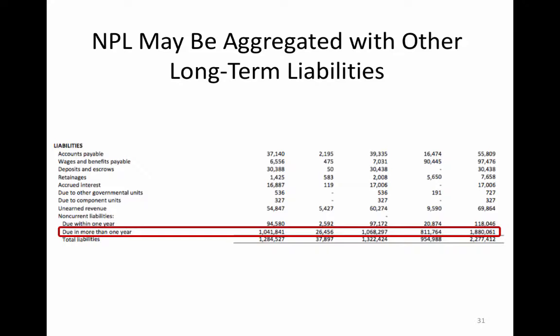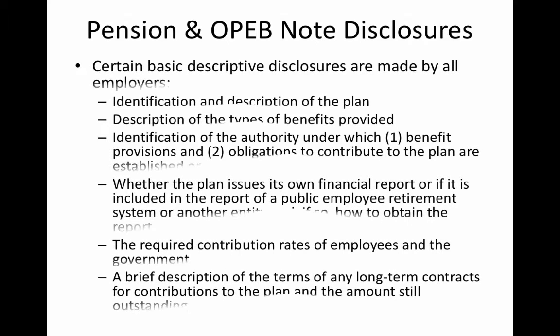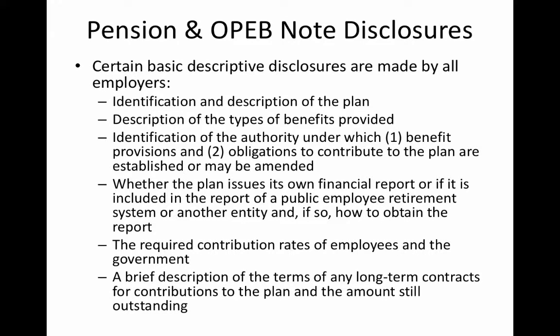So you're going to have to go look at the notes to the financial statements to find the amount of the net pension liability or the net OPEB liability. That's where you're going to find the numbers. You will always find them there, even if they are shown on the face of the statement of net position. So let's take a look at those note disclosures because that's where you're going to find most of the information you use to analyze pensions and OPEB.